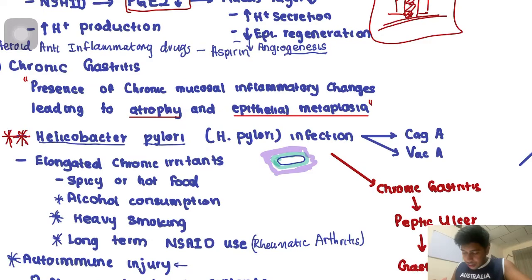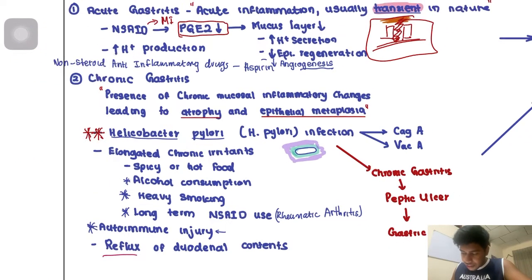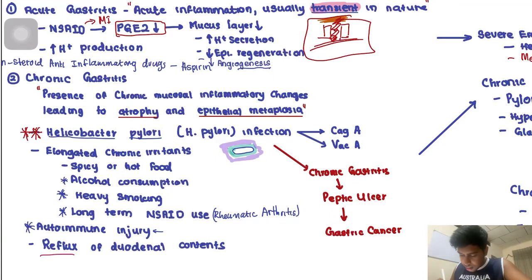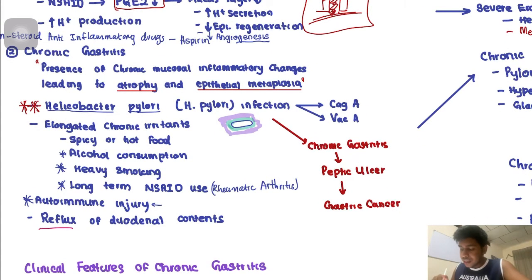Next, chronic gastritis. This is the definition from NMU. Actually, anything I put with these symbols are definitions given by NMU. So: presence of chronic mucosal inflammatory changes leading to atrophy and epithelial metaplasia. When you hear the word metaplasia, you should remember it can lead to dysplasia and it can lead to cancer.